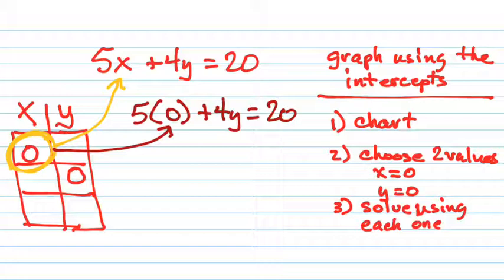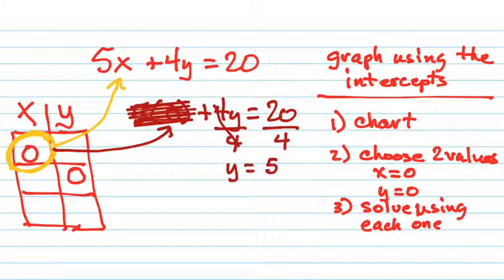Now, the reason why that's so good is, what is 5 times 0? 0. And because I have this over the 4y over here, I just can get rid of it. 4y equals 20. Now I need to solve it by getting that 4 away from the y. It's 4 times y. What's the opposite of multiply by 4? Divide by 4. Over here, the 4s will divide away, and that gives me y equals what number? 5. So, if x is 0, what does that make my y become? 5. So my first point is 0, 5.